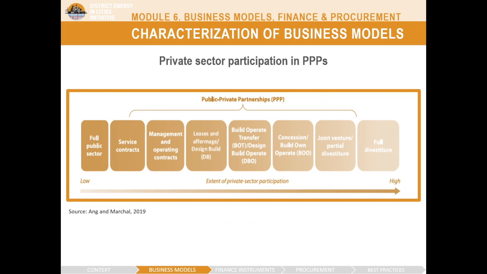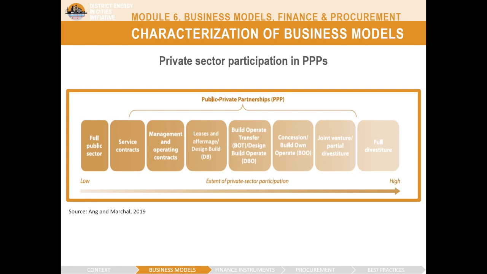Private sector participation in PPPs. If set up correctly with a supportive regulatory environment, public-private partnerships can be effective procurement methods to ensure the provision of sustainable heating and cooling services while encouraging private sector participation and risk sharing. A PPP is a contractual arrangement between a public sector agency and a private sector party involving private sector participation in the development, financing, construction, operation, maintenance, and/or transfer or decommissioning of a public infrastructure project.